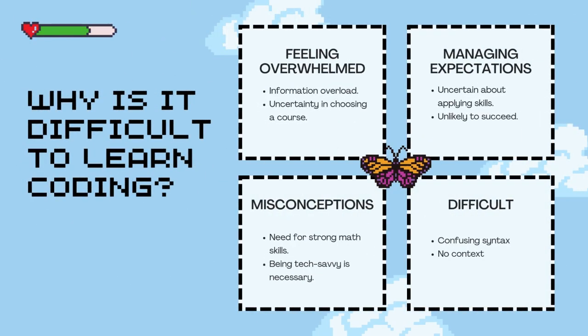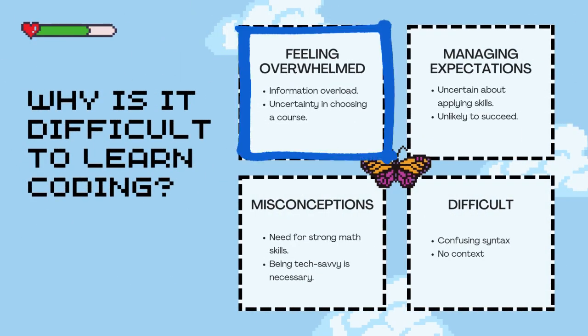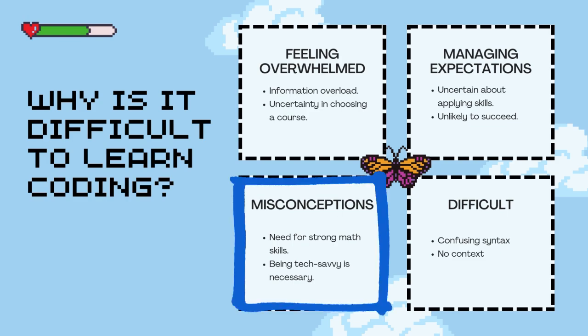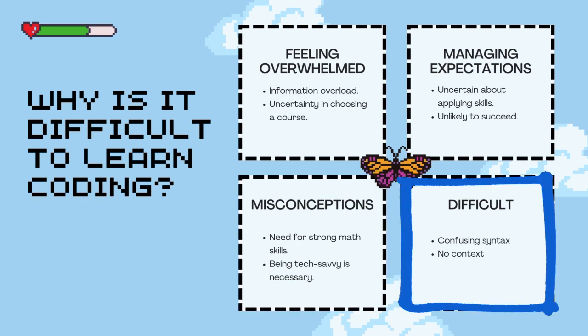Why is it difficult to learn coding? You might be feeling overwhelmed due to information overload, or face uncertainty in choosing a course. There might be expectations on how to apply skills, or that you're unlikely to succeed. There had been some misconceptions that you need to have strong math skills, or that being tech-savvy is necessary. It is difficult. The syntax is confusing and there is no context to what it means.